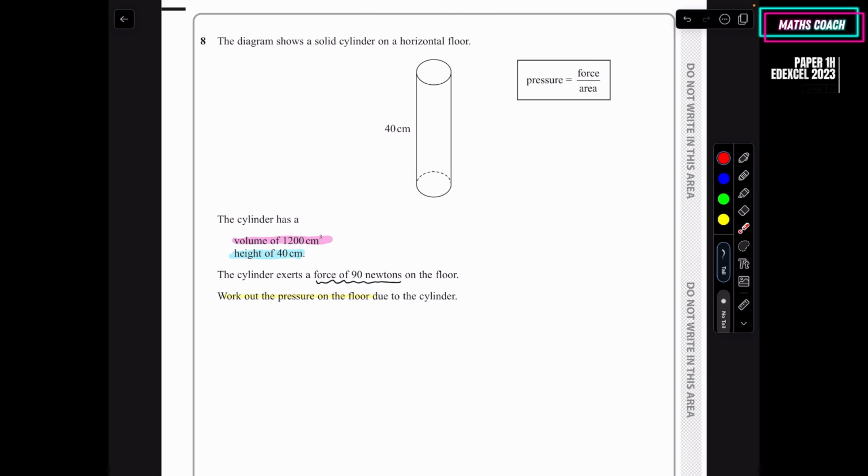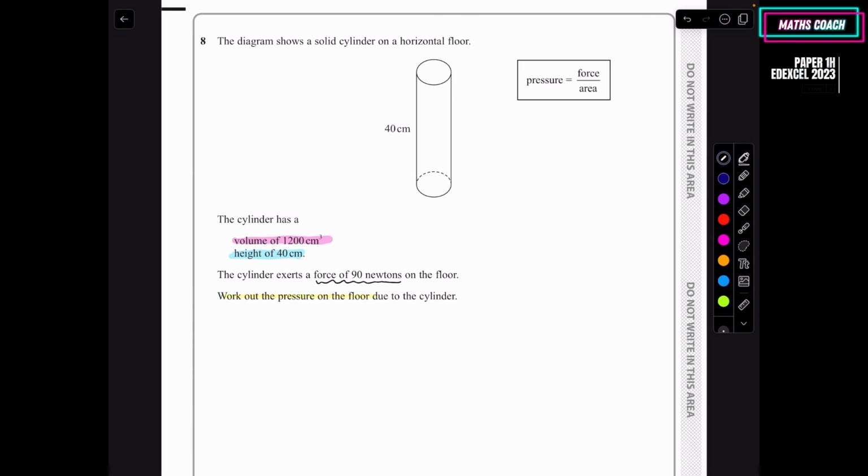Where do we begin? If we look at this, this is the final thing, because working out the pressure means using that formula. So we need the force, which we have. The force is 90. And we need the area, which we don't have. Now the area of what? We need the area of the surface that is on the floor. Okay, the area of that. So we don't need the surface area of this entire cylinder. We just need to know what the area of that part is, the circle, which is on the floor. Okay, that's a rubbish floor, but anyway.